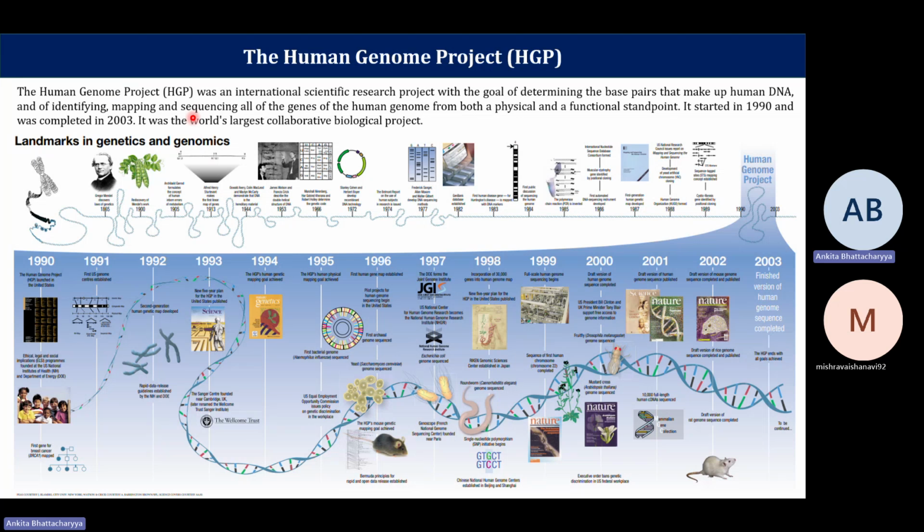It was an international project, was and is both, but technically the project has been completed. The Human Genome Project was an international scientific research project with the goal of determining the base pairs, the nucleotides which make up human DNA, and also identifying, mapping, and sequencing all of the genes of the human genome from a physical and a functional standpoint. Started in 1990, the project was completed in 2003, and it was an immense, a really large collaborative biological project.